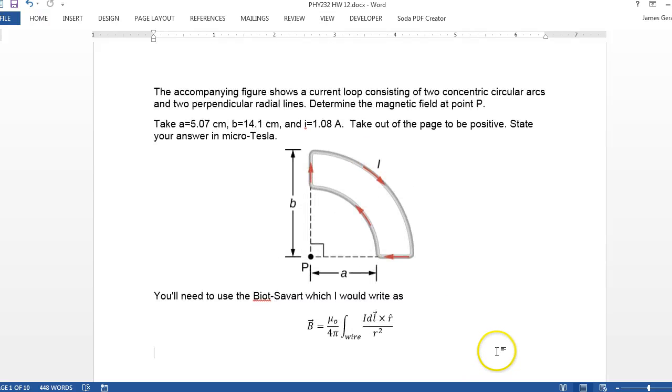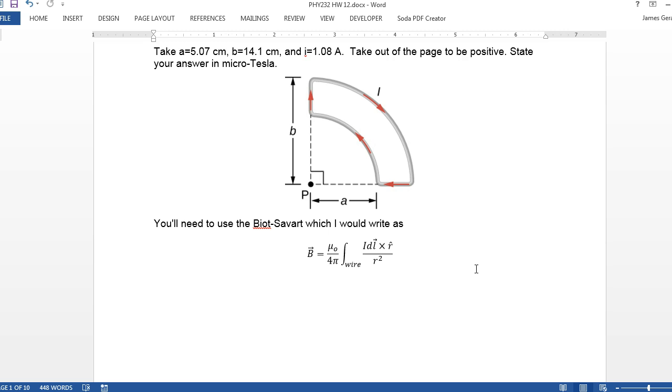Alright, on this first problem we have this loop of current that we have to integrate around using the Biot-Savart law. This integral down here, we integrate over the wire in the direction of the current all the way around. And you're probably asking yourself, how do we do that?